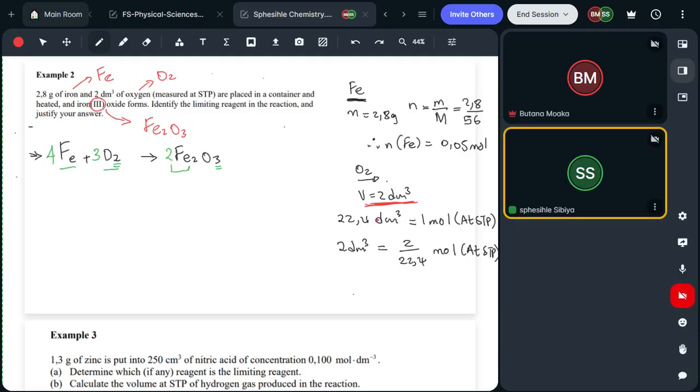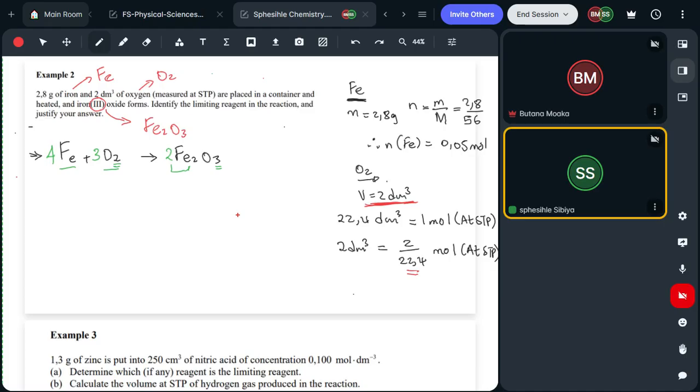Okay, now I see where you got it. If it says 2 decimeters cubed of oxygen, then that's the volume. Exactly. So for oxygen, you take the given volume, which is 2, and divide it by the volume at STP, which is 22.4. It's always like this. The answer you get will be the moles of oxygen at STP.